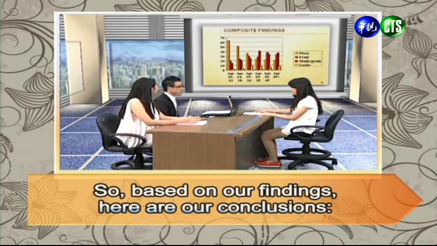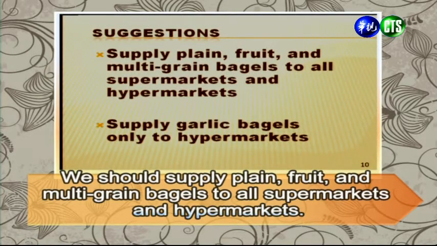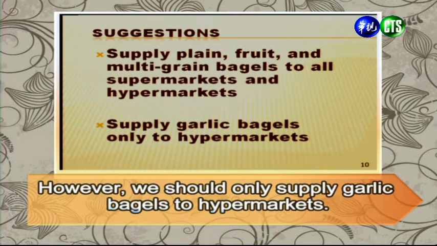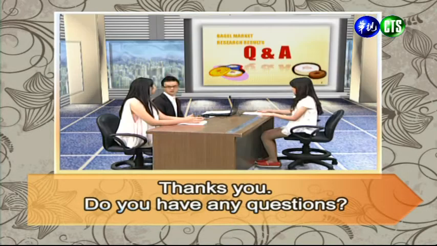So, based on our findings, here are our conclusions. We should supply plain, fruit, and multi-grain bagels to all supermarkets and hypermarkets. However, we should only supply garlic bagels to hypermarkets. Thank you. Do you have any questions?